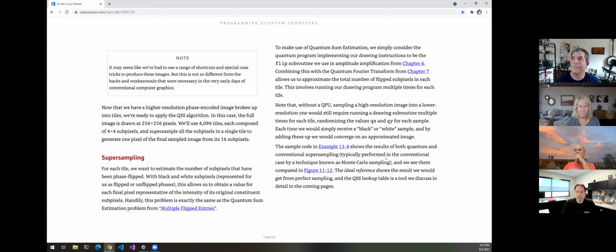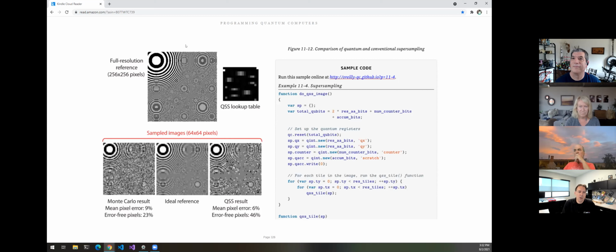So let's see. He's going to show us examples here. So here's the full resolution image. Here's what the standard conventional computer gives us. Ideal reference, again, this is if it was absolutely perfect. And here's the quantum super sampling results.